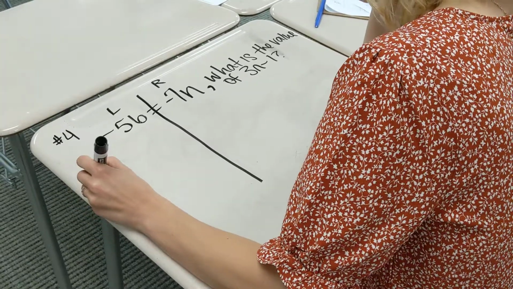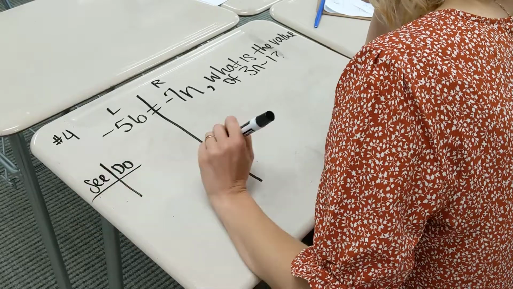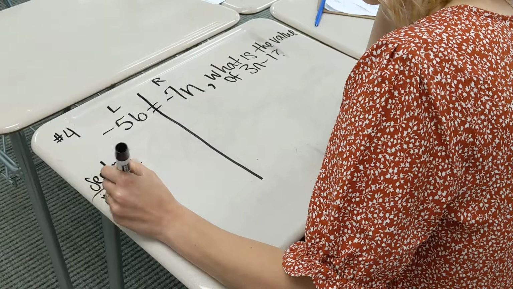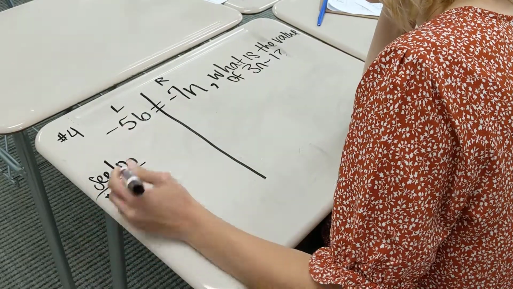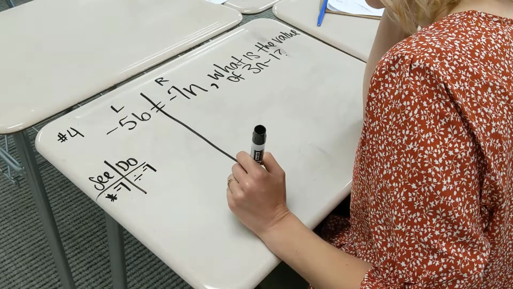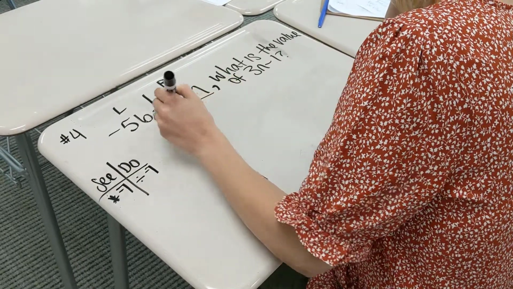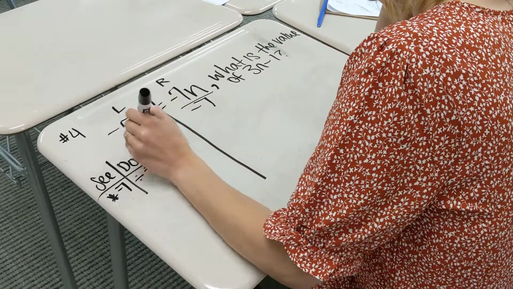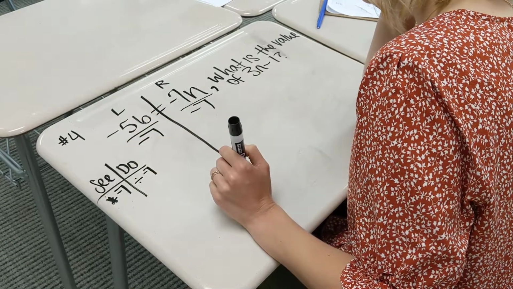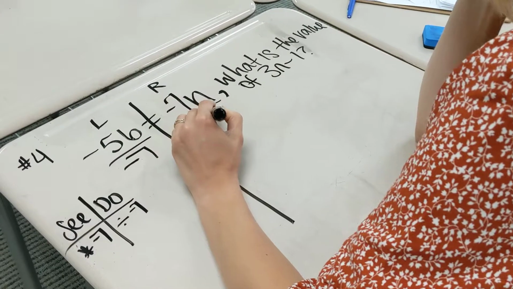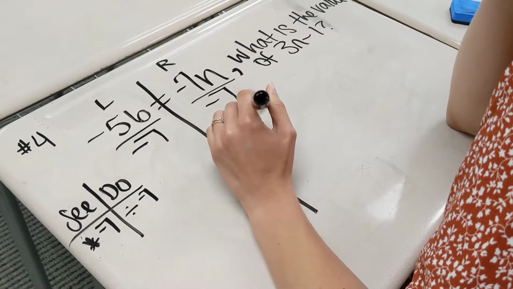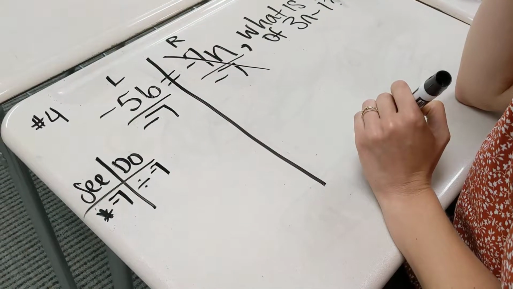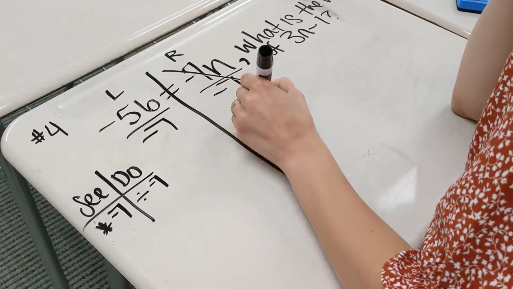Okay. So I see multiplication times negative 7. So then I do, the inverse would be division, negative 7. And I can do that then on this side, divide by negative 7. And what I do on one side, I have to also do on the other. So negative 7 divided by negative 7 is a positive 1. So I can cancel that out to positive 1. And what's left is n.